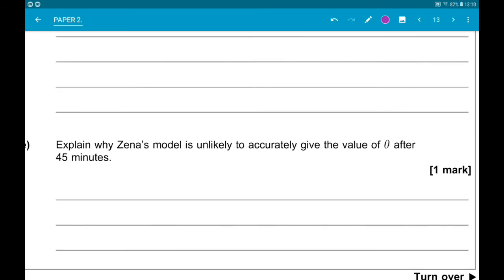Okay, then the final part, we want to explain why the model is unlikely to give the accurate temperature of the water after 45 minutes. So, think about it logically. Temperature fluctuates. It doesn't like to stay constant. So it's very unlikely the outside temperature will remain at 0 degrees for a long period of time.